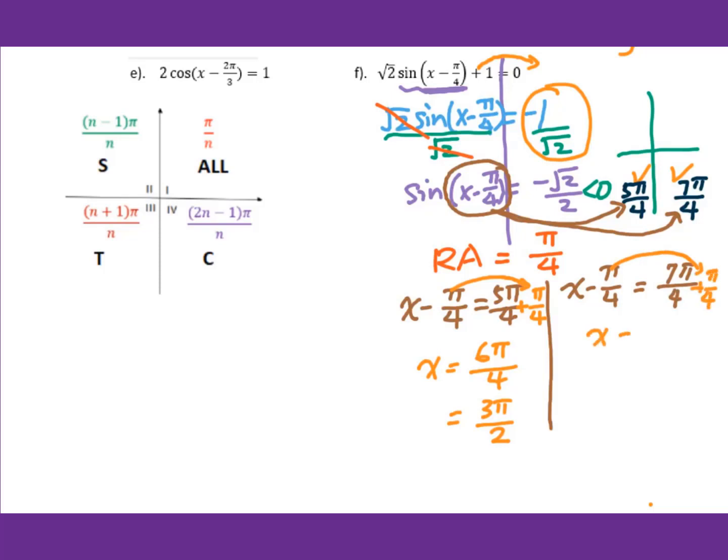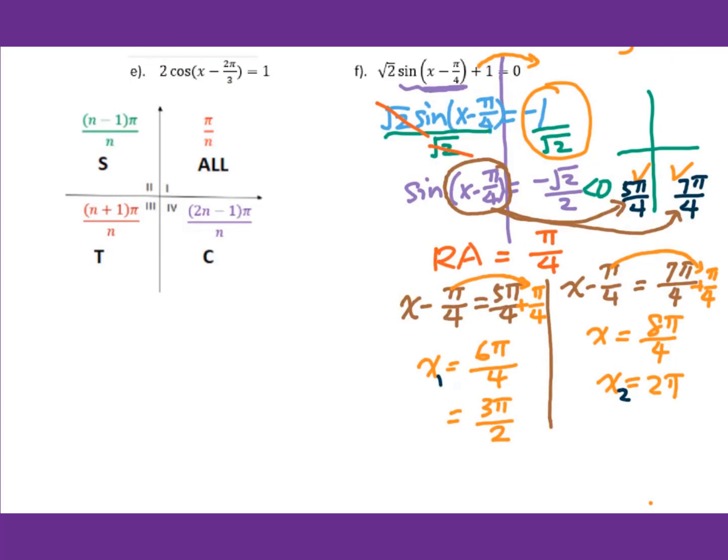I got x equals 8 pi over 4. That's x equals 2 pi. I can write down x1, here's x2. Now let's work on the general form. We know the period equals 2 pi over b. The number beside the x, which means the coefficient of x, will be b. That's 1.